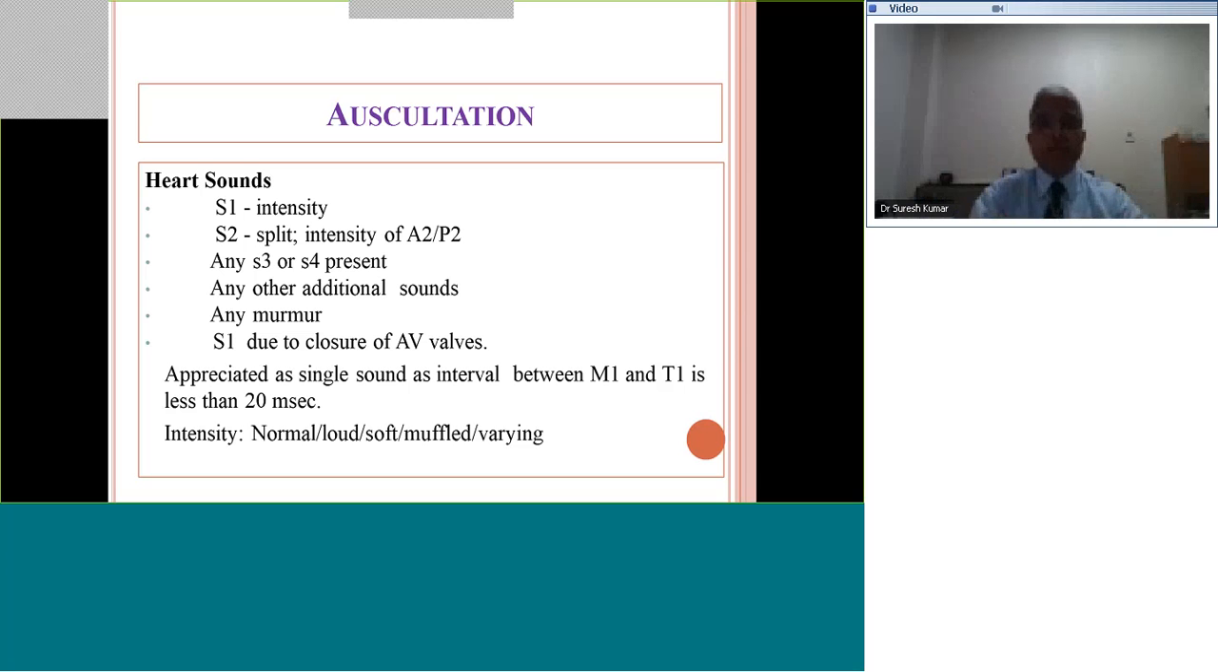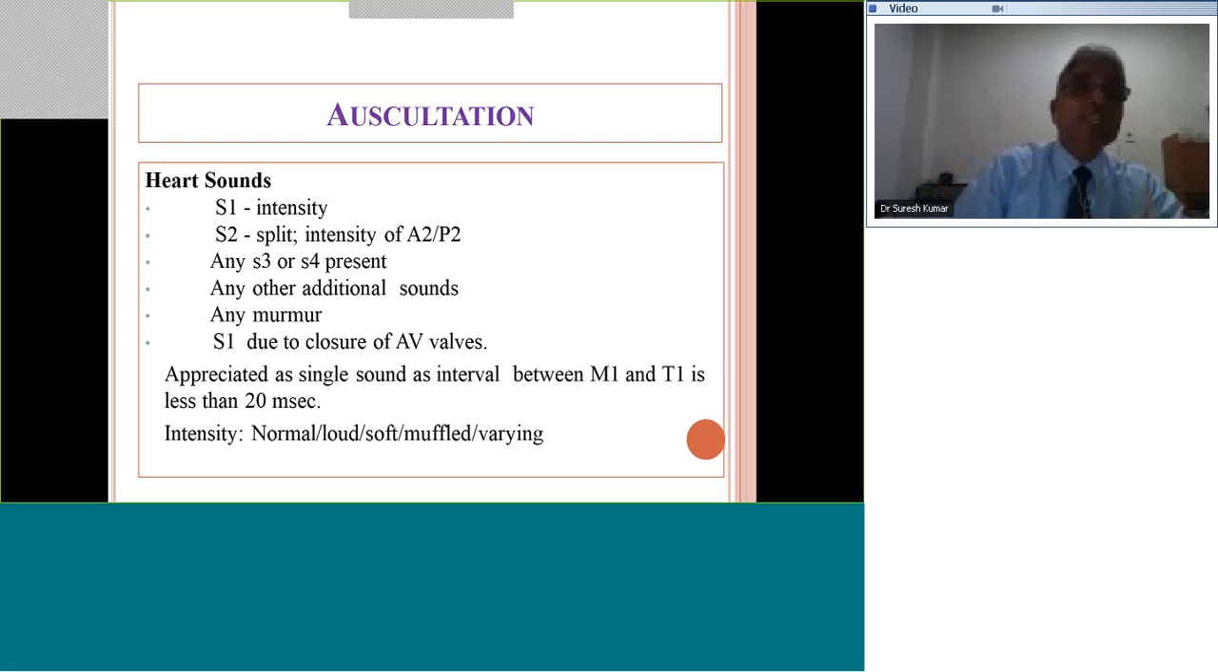And S1 is appreciated as a single sound because the interval between M1, the mitral component of the first sound, and T1, the tricuspid component of the first sound, is less than 20 milliseconds. There is always a delay between M1 and T1, but this delay is so short that our ear cannot appreciate it. Remember, the human ear cannot appreciate something less than 20 milliseconds as separate events. Even 20 to 30 is difficult. More than 30 is when you can appreciate two distinct sounds.